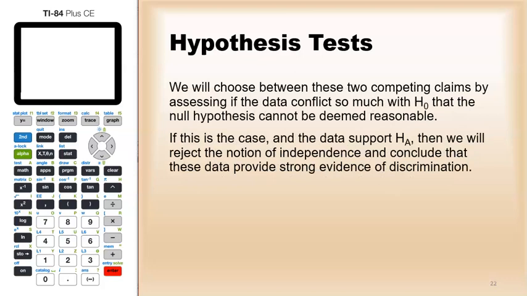So we will choose between these two competing claims by assessing if the data conflicts so much with the null hypothesis that the null hypothesis cannot be deemed reasonable. If this is the case and the data support the alternative hypothesis, then we will reject the notion of independence and conclude that these data provide strong evidence of discrimination.